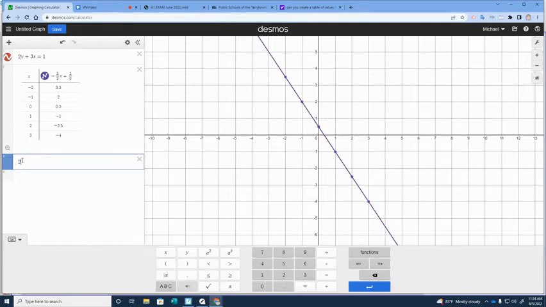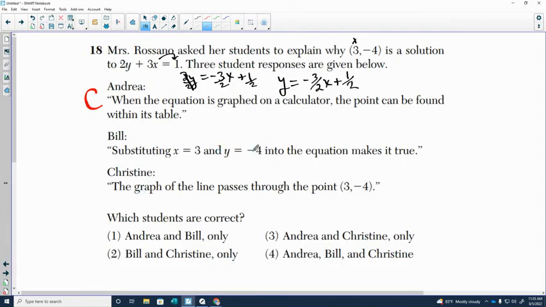So 2, open parentheses. The y value is -4. So I'll put a -4. Close my parentheses. Plus 3, open parentheses, and the value of x was 3. Close it and hit enter. And sure enough, right here on the side, it says is equal to 1. So I entered the values for that point, my x for 3, my y -4, and it was equal to 1, giving me a true statement. That means that when I go back here, substituting those numbers in made it true. It absolutely did. So I'm going to put a C. Bill was also correct.